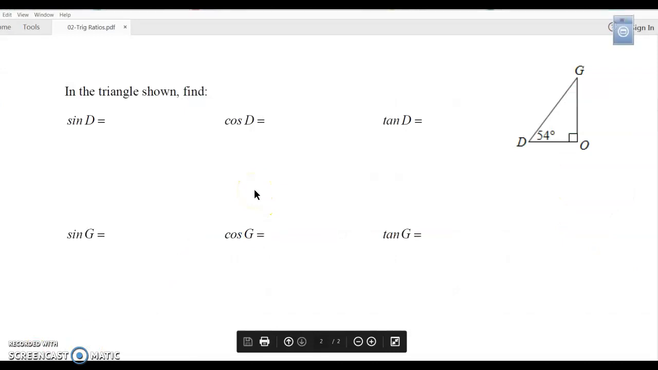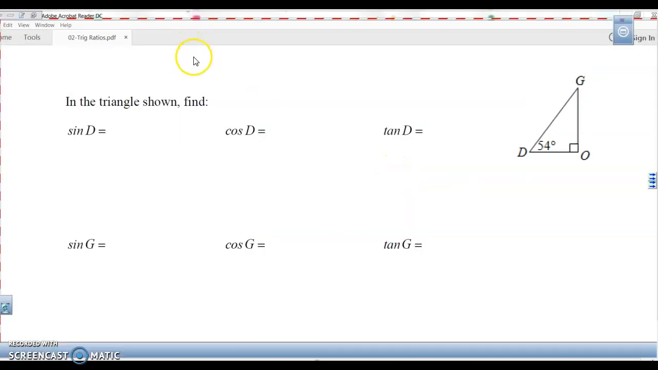Okay, so just to review, we have an easy way of remembering what ratio to use for what. It's Sohcahtoa. Sine is opposite over hypotenuse from the angle you start with. Cosine is adjacent over hypotenuse from the angle you start with. And tangent is opposite over adjacent from the angle that you start with.